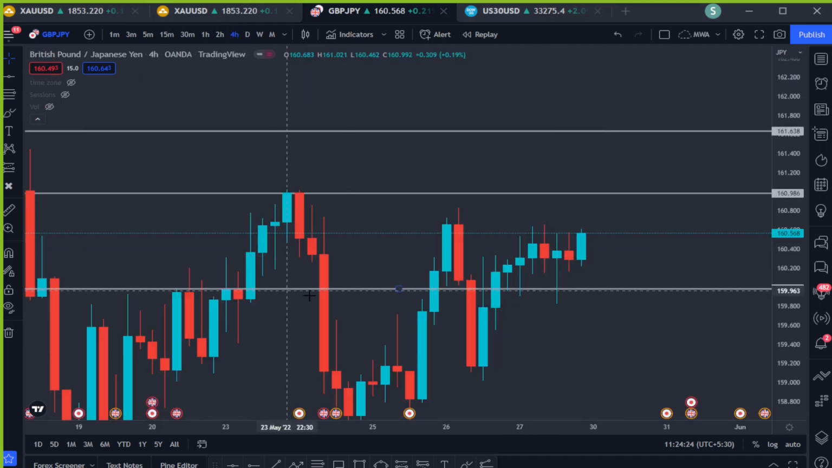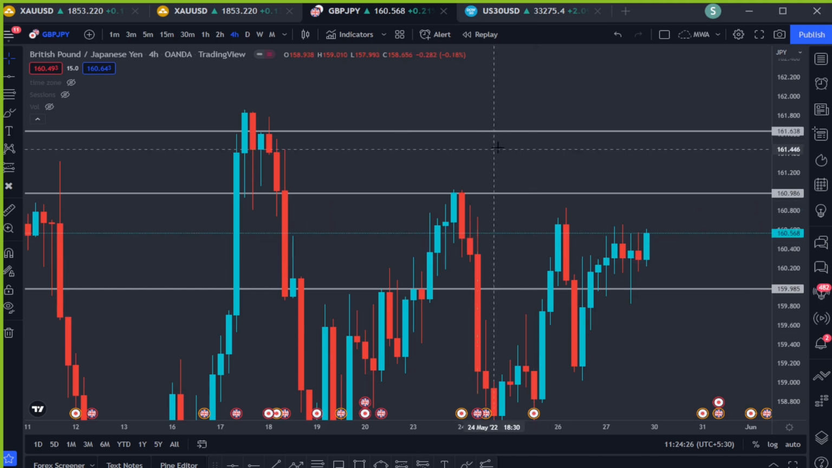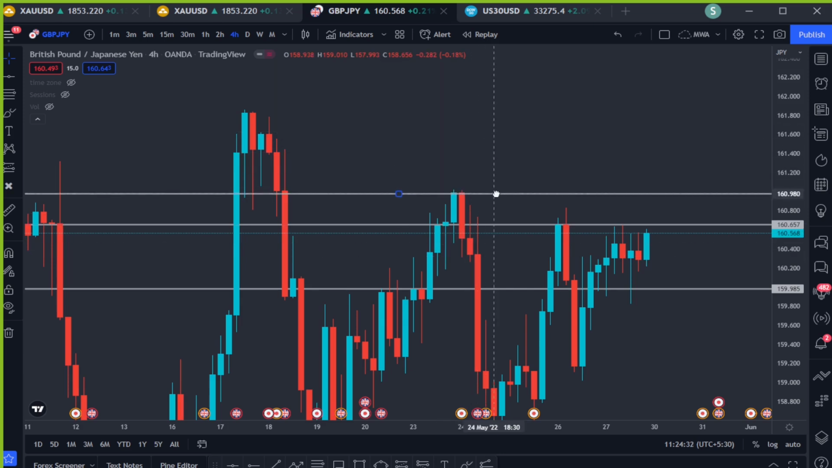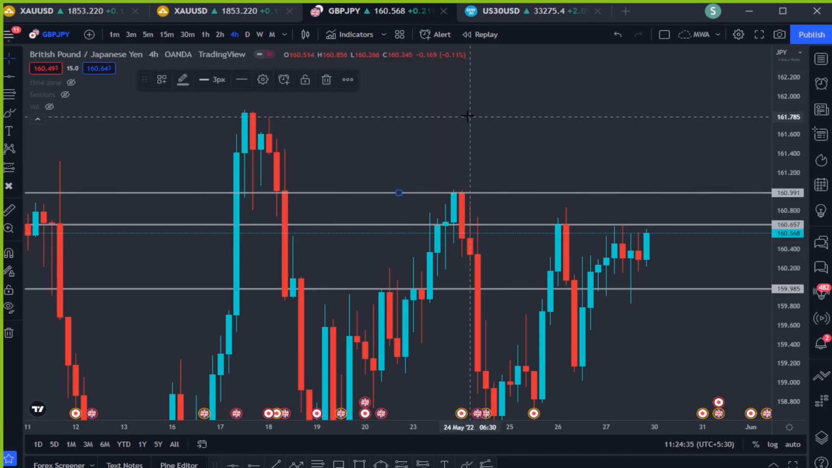So what do we see on the 4-hour chart? On the 4-hour chart, guys, as we can see, there has been a resistance right here, there is another resistance right here, and there is another resistance right here.